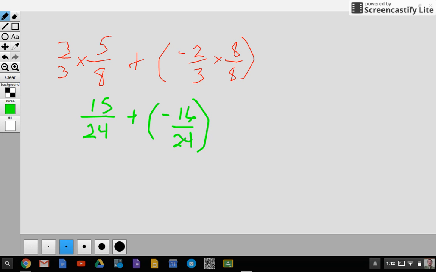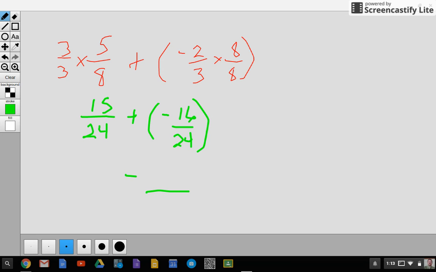Okay, now, since they have the same denominator, this is much easier. So I'm still going to refer back to my notes when we added integers because this is going to be the same type of deal. If I've got different signs, which I do, then I'm going to subtract and use the sign of the larger number. Okay, so since 16 24ths is a little bit bigger than 15 24ths, my answer is going to be negative. I know that for sure.